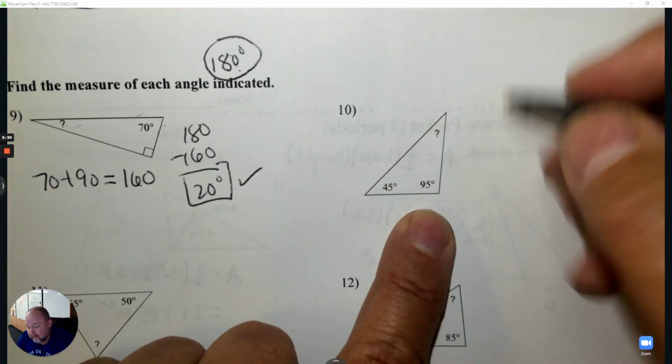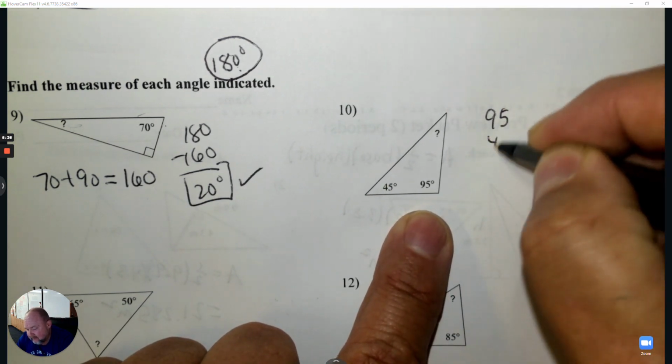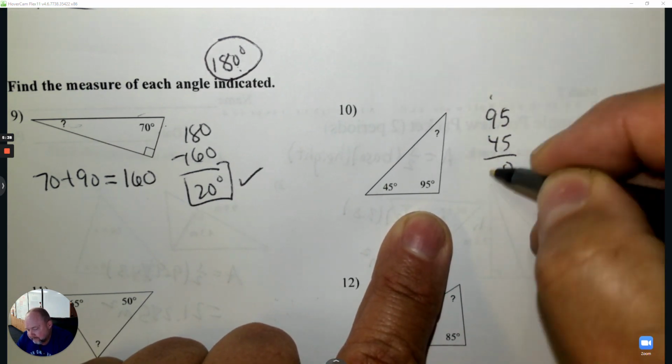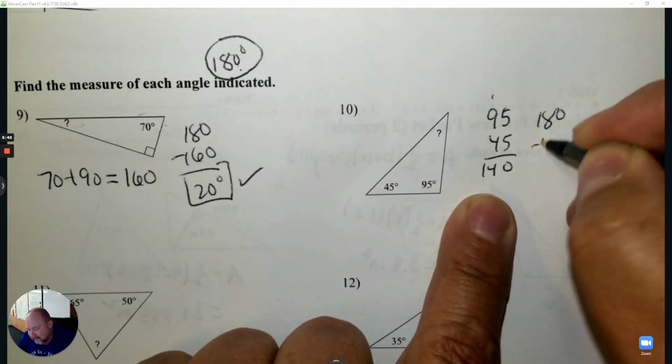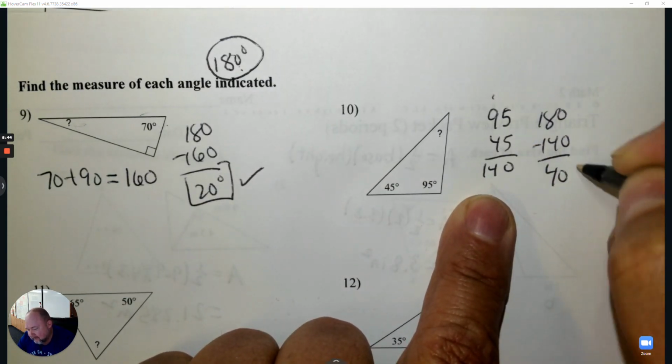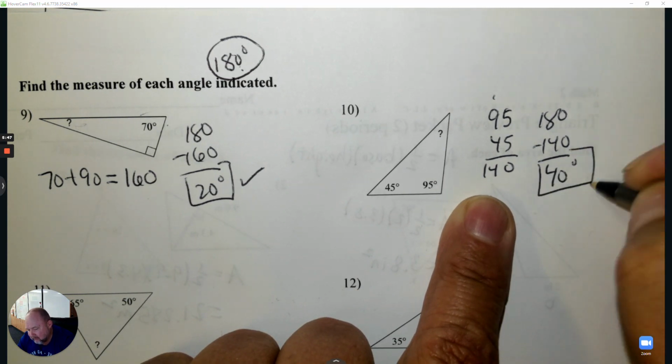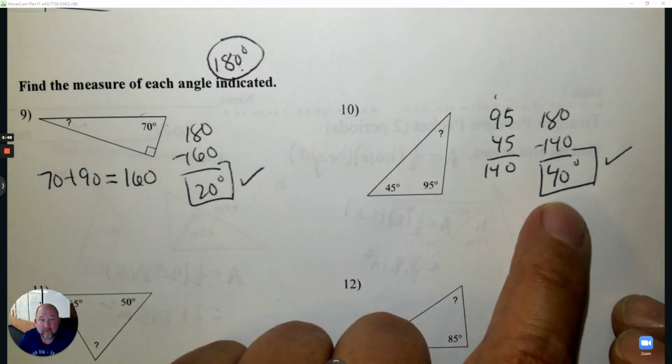All right, let's look at number 10. So first I'm going to add the two angles I see. So I'm going to add 95 and 45. And then once I have my answer, I'm going to subtract it from 180. So the number that's left is the angle I'm looking for. So this missing angle is 40 degrees.